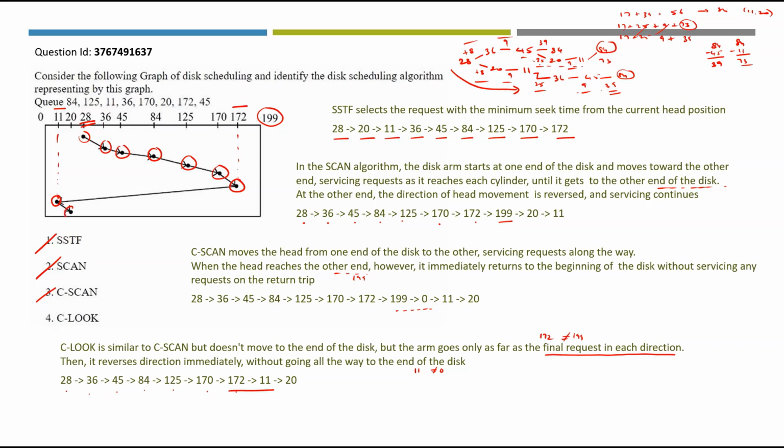Then it is servicing the request at 20. So this graph representation is equated to the C-LOOK disk scheduling algorithm. Option number 4 will be the right answer. In order to answer this particular question, you should have an understanding of all the disk scheduling algorithms.